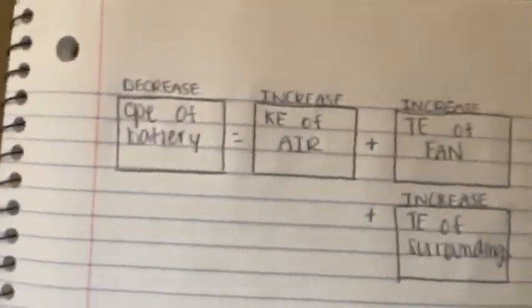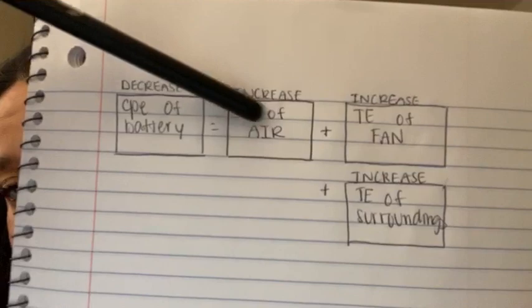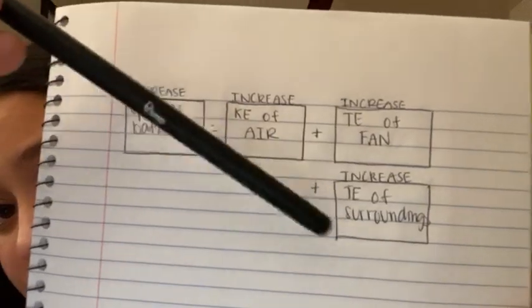part B, it's asking for the statement of conservation of energy of this system. So there's the decrease of the chemical potential of the battery is equal to the increase of kinetic energy of the air, plus the increase of thermal energy of the fan, plus the increase of the thermal energy of the surroundings in total. And that's the only way I can really think of how it's going to go, because there's really no other decrease in the system. I mean, besides the thermal energy of the air, but I'm not sure if that counts yet, just because it's just picking up speed and it's not exactly at the speed that it's going to be going.